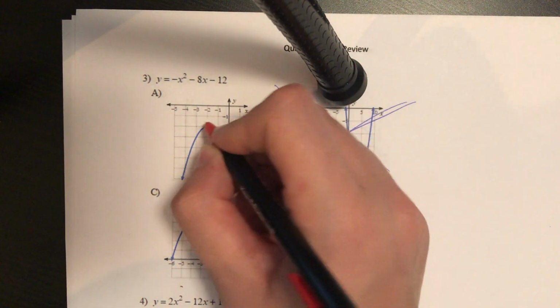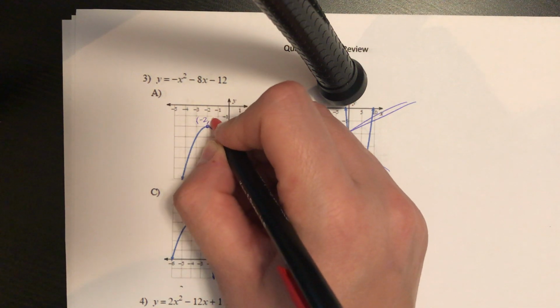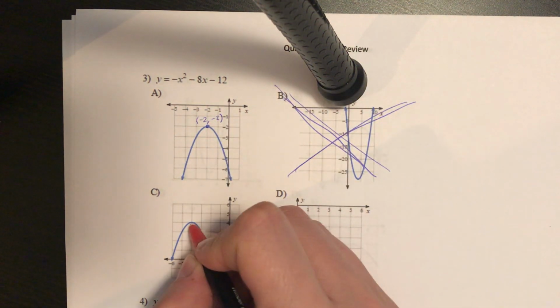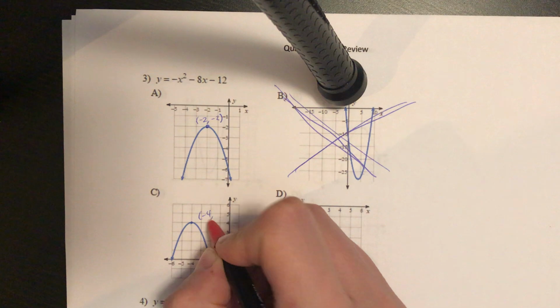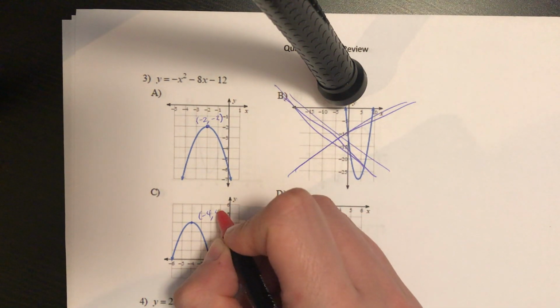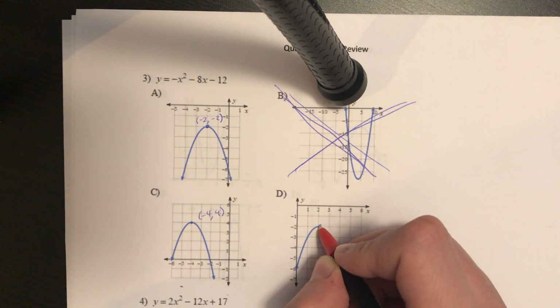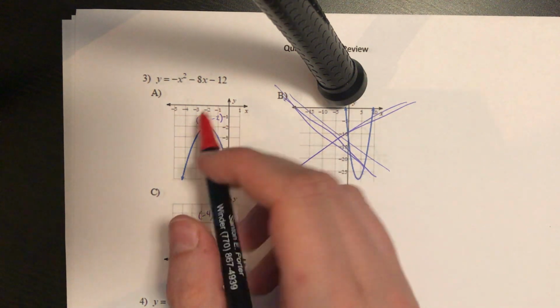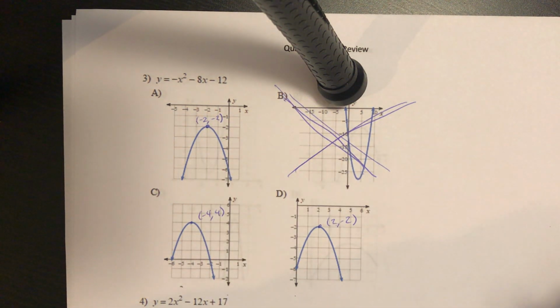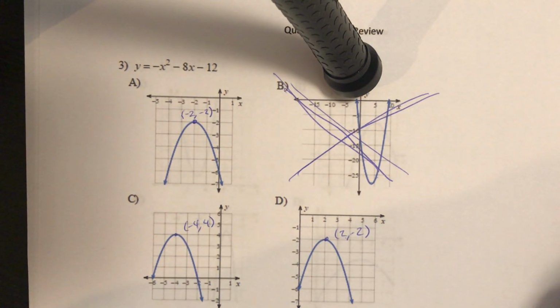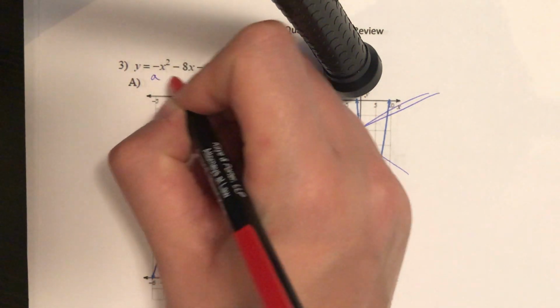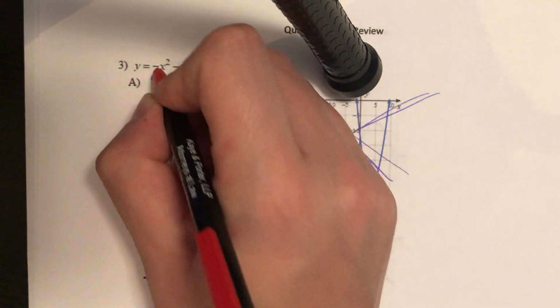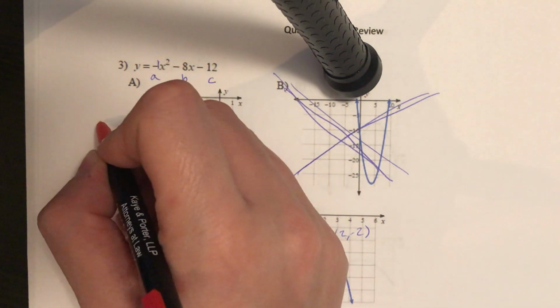My vertex here is -2, -2. Here, it's -4, 4. And this one's at 2, -2. Look, all our x values are different. So all I have to do is find the x value, or my axis of symmetry, and I should be good to go. I know this is A, this is B, this is C, this is -1.